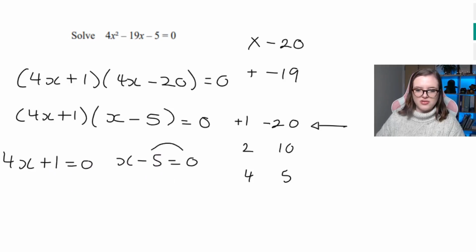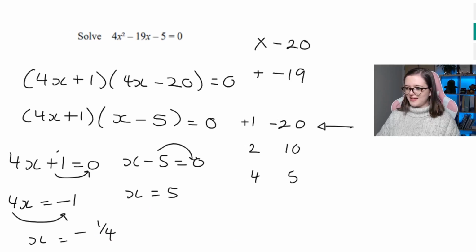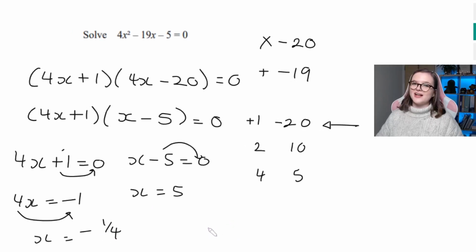And then add that one over there. x equals 5. And then take 1 over there. 4x is minus 1. Then divide by 4. x equals minus a quarter. Nearly went off the screen there, but there we are. And that is that question.